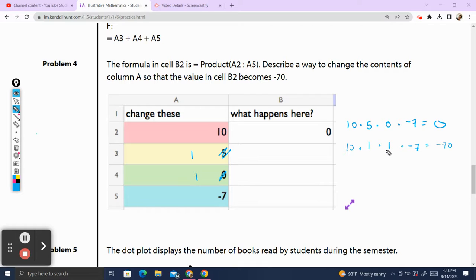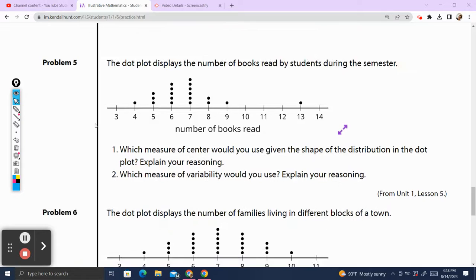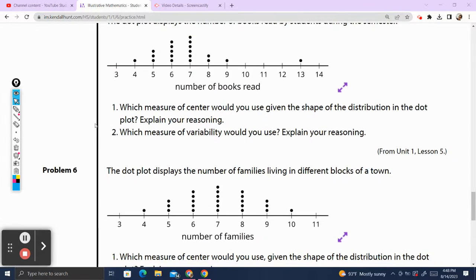This is just one way to solve this problem. There's actually an infinite number of ways that you could solve this problem, but we're just going to go over one right now. But see if you can challenge yourself and think of a few more ways to solve this problem before moving on to the next one. Problem number 5 and number 6.